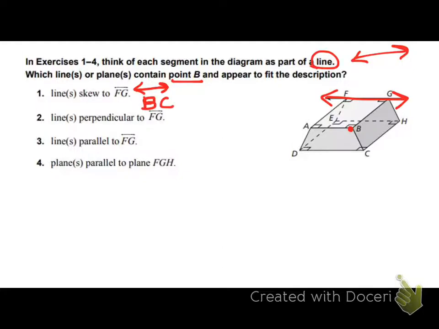BC. Because that will never intersect. It's not on the same plane. Perfect. Next one, we want perpendicular to FG through point B. So we want it to intersect and form 90. So what line would that have to be? BG.